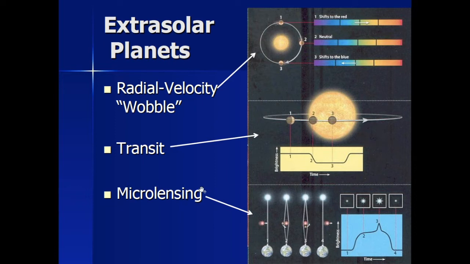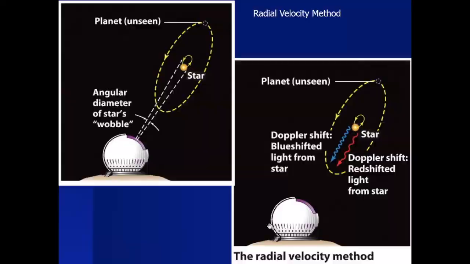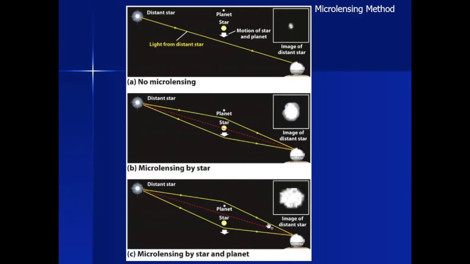Okay, and the final method of detecting extrasolar planets is what we call microlensing. Again, this is using gravity and the warping of space-time and how we view a star behind the star that we're looking at. Okay, so let's look at this in a bit more detail. So for example, here we are in our telescope on Earth, and we're looking at this distant star. Let's say we notice this star here.